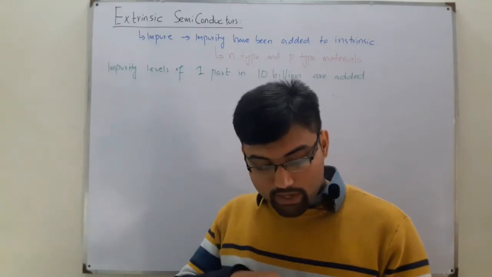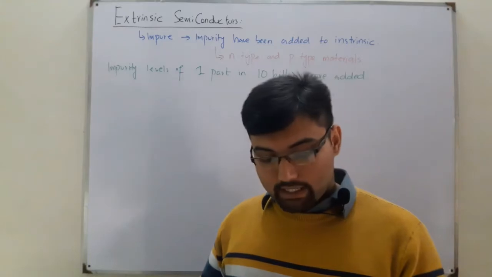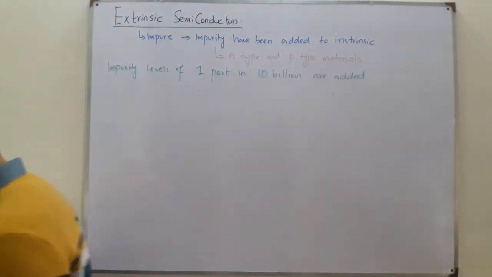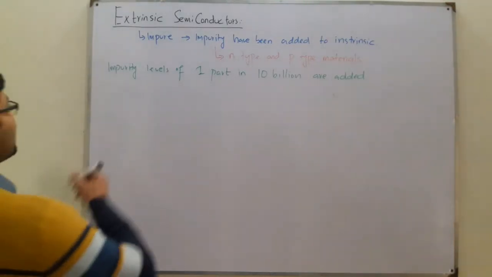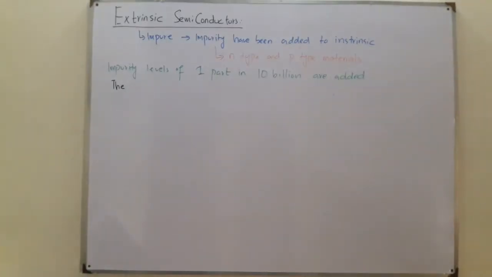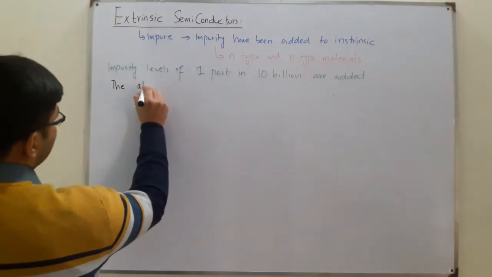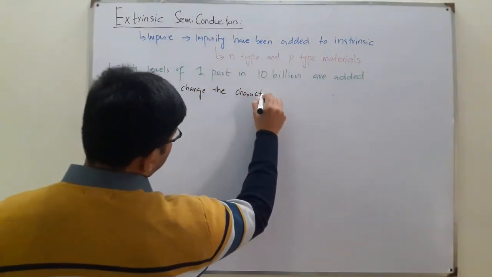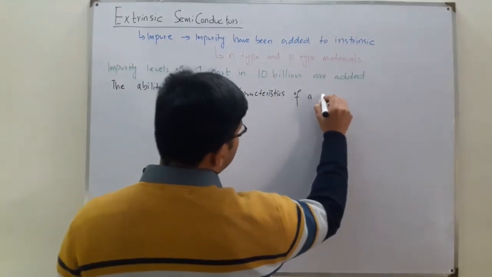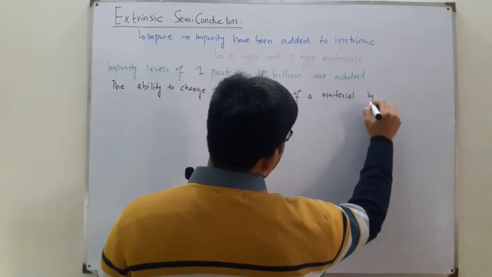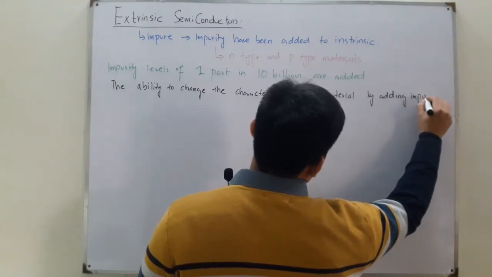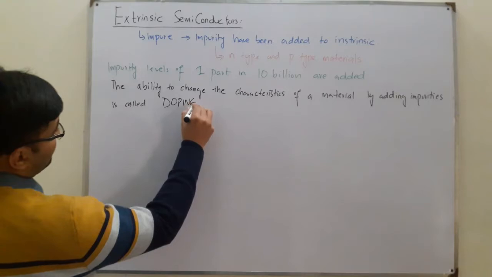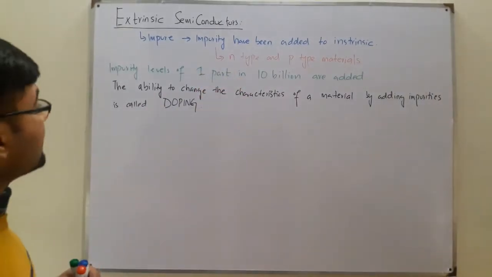We obviously have to deal with a whole new level of comparison when we deal with the semiconductor medium. The ability to change the characteristics of a material by adding impurities is called doping, something that germanium, silicon and gallium arsenide readily accept. This term will be used quite frequently. The N-type and P-type material that I mentioned is formed by doping.